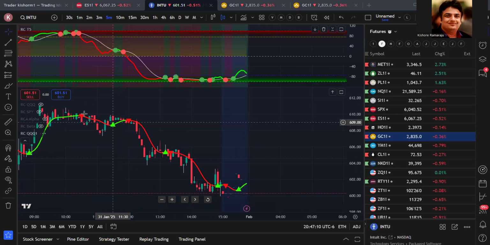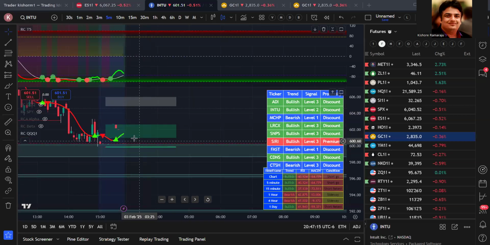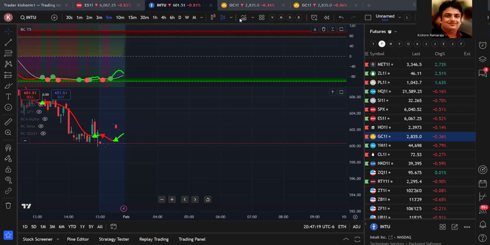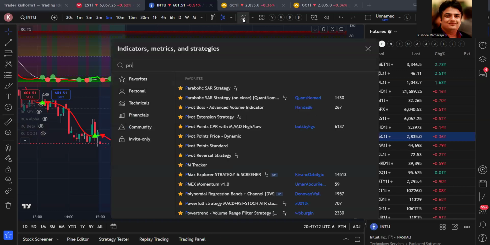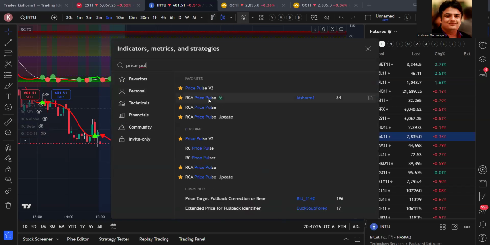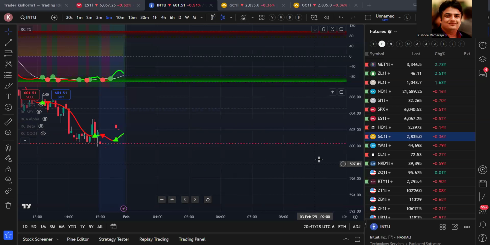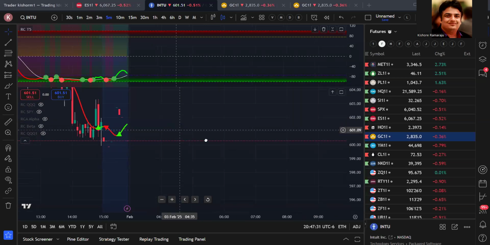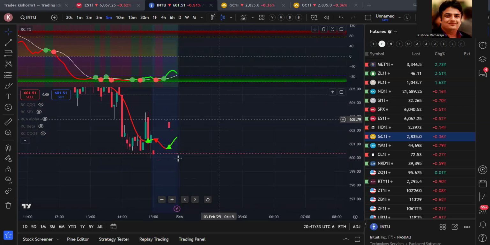So if I go to INTU, you can see that INTU from nearly $612 came all the way to $600. You can see that there are a lot of buyers here, right? If you want double clarification, you can always go to price pulse. If you enable price pulse, that will give you double confirmation, if you see that a lot of buyers are buying there. So your QQQ is telling you that it can go up.